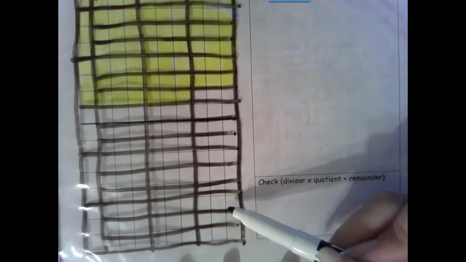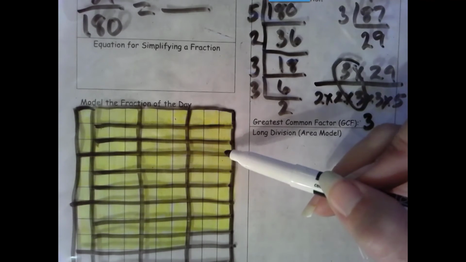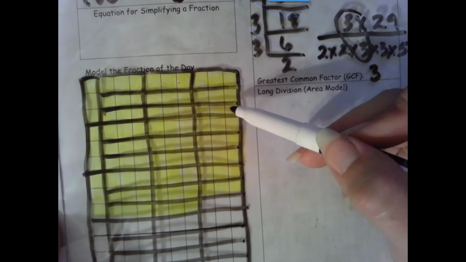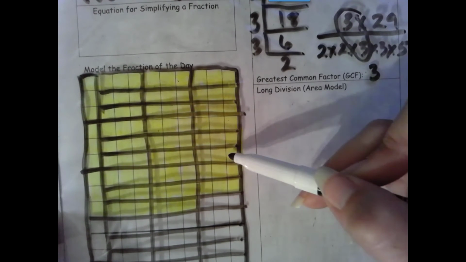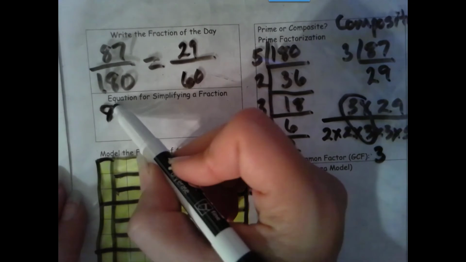Alright, the way I made my groups, I have 3 in each of these rows, so I can count by 3s. 3, 6, 9, 12, 15, 18, 21, 24, 27, 30, 33, 36, 39, 42, 45, 48, 51, 54, 55, 56, 57, 58, 59, 60 total groups. And 3, 6, 9, 12, 15, 18, 21, 24, 25, 26, 27, 28, 29 are shaded in. So I've done my division with my model.